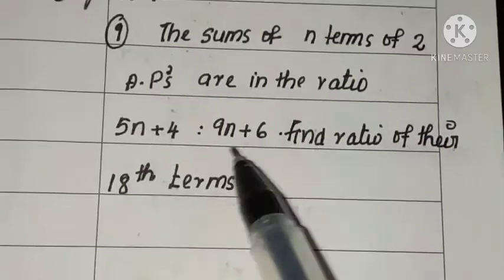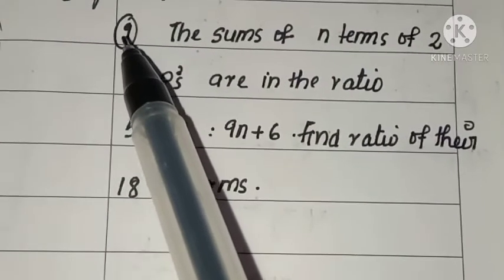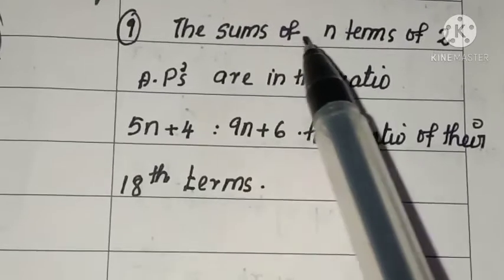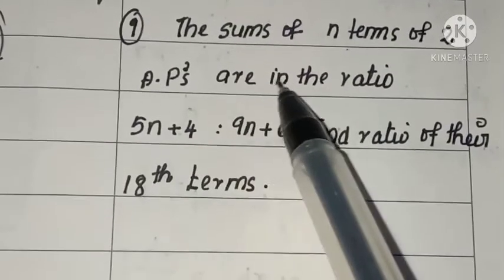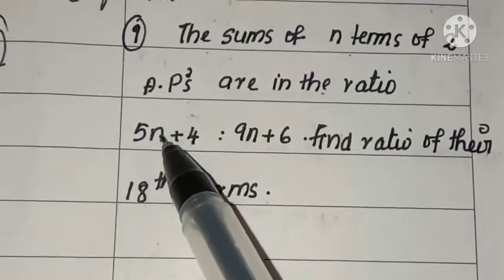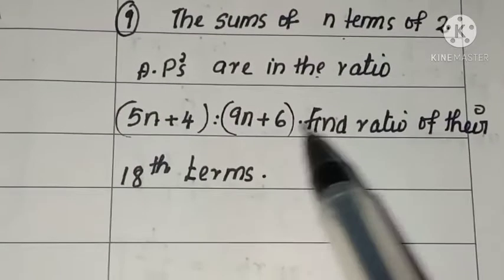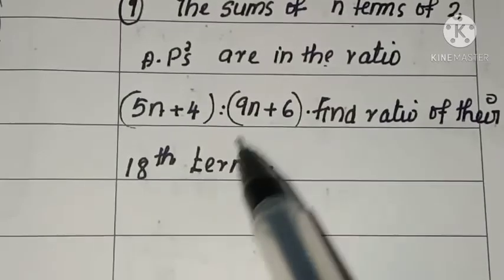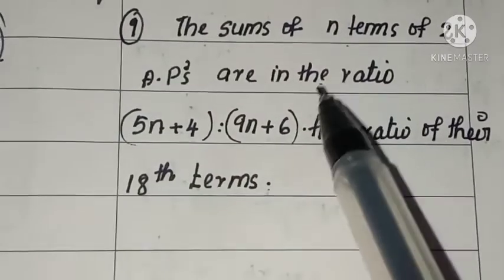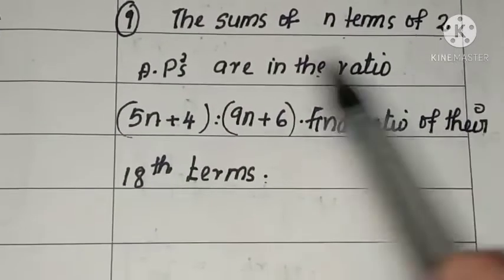Okay. Another question. Question number 9. The sums of n terms of two APs are in the ratio 5n plus 4 is to 9n plus 6. Find the ratio of their 18th terms. Okay, see, we have two APs.